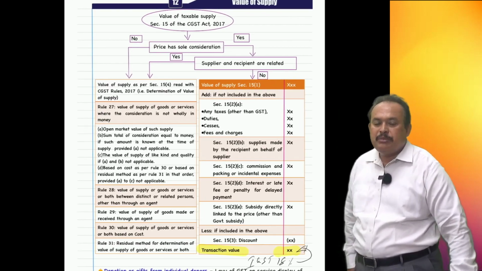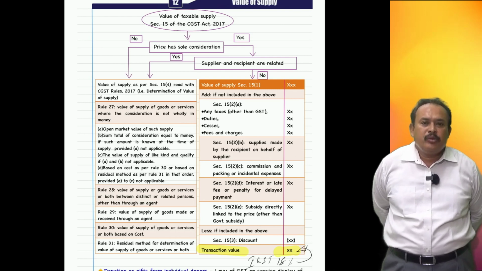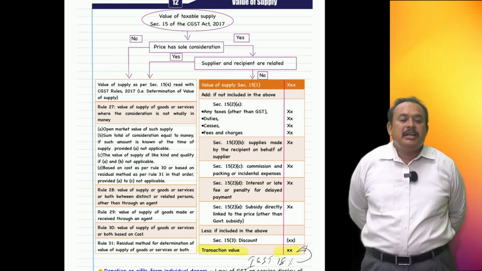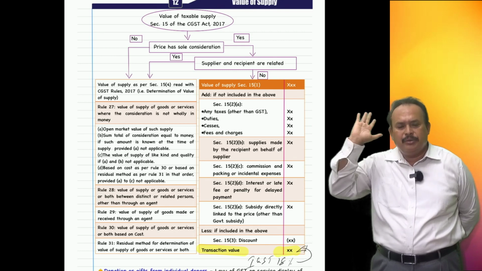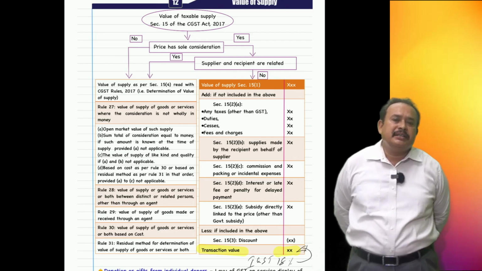You know trade discount means which is given before sale. Trade discount is before sale. You are aware of that? Trade discount is before sale, which is allowed as a deduction well before sale. Cash discount is after sale.